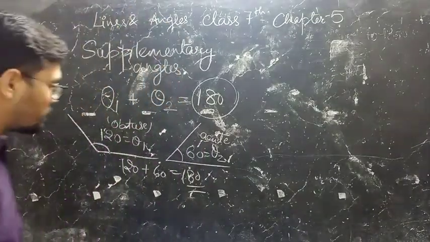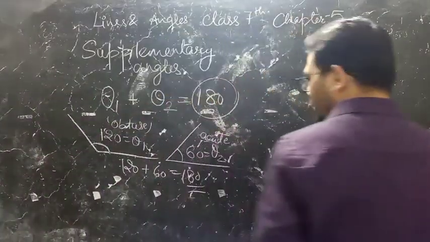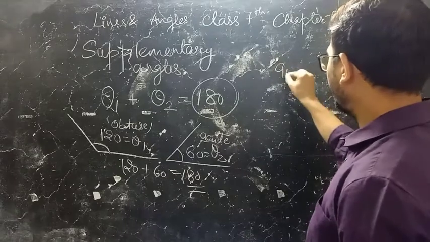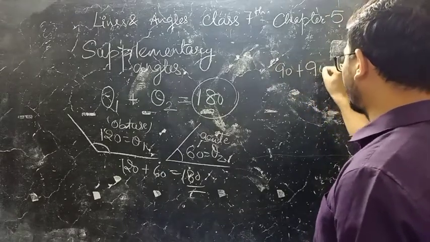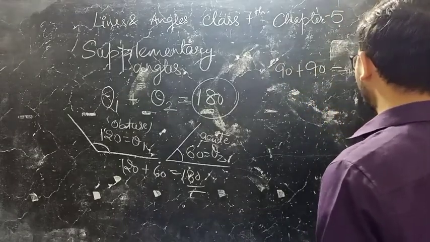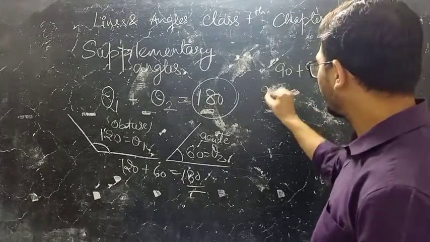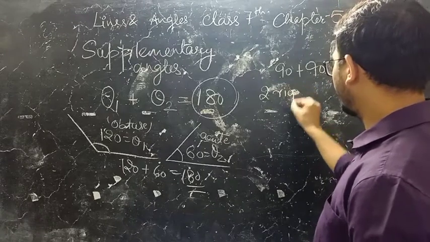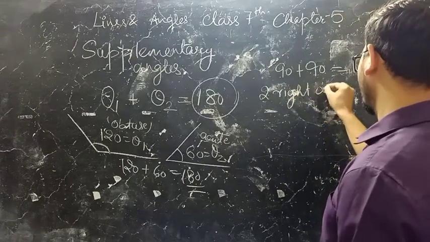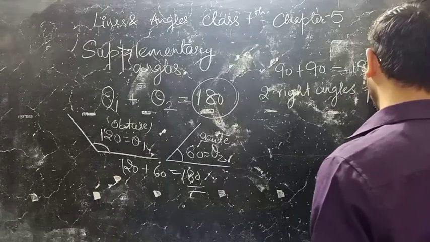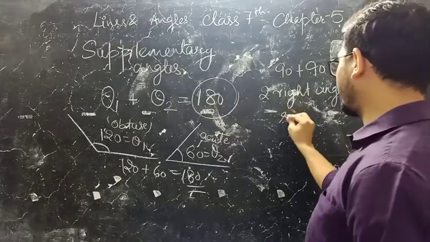Okay. Similarly, you can take any number of examples, like you can take 90 plus 90 is equal to 180 degrees. That means two right angles form a supplementary angle pair. So you can write: two right angles form supplementary angles.